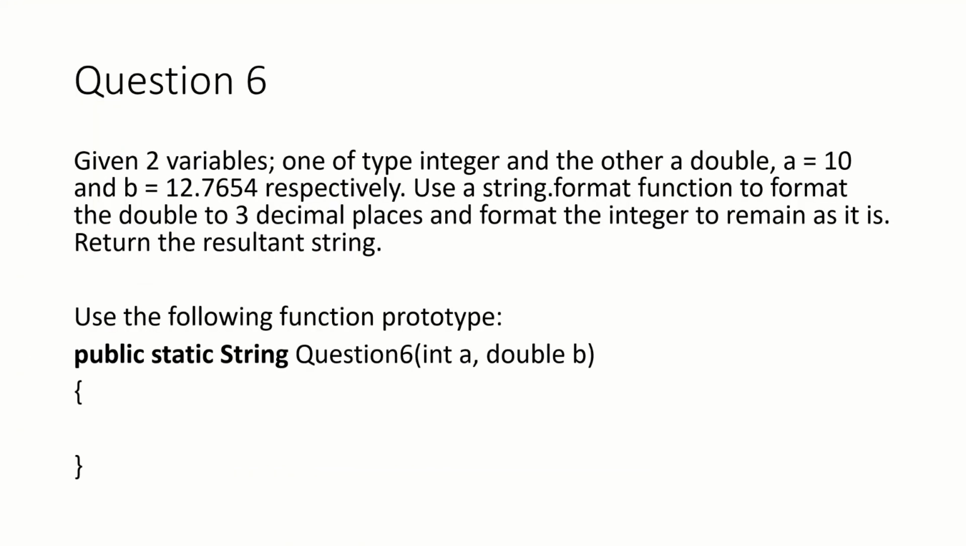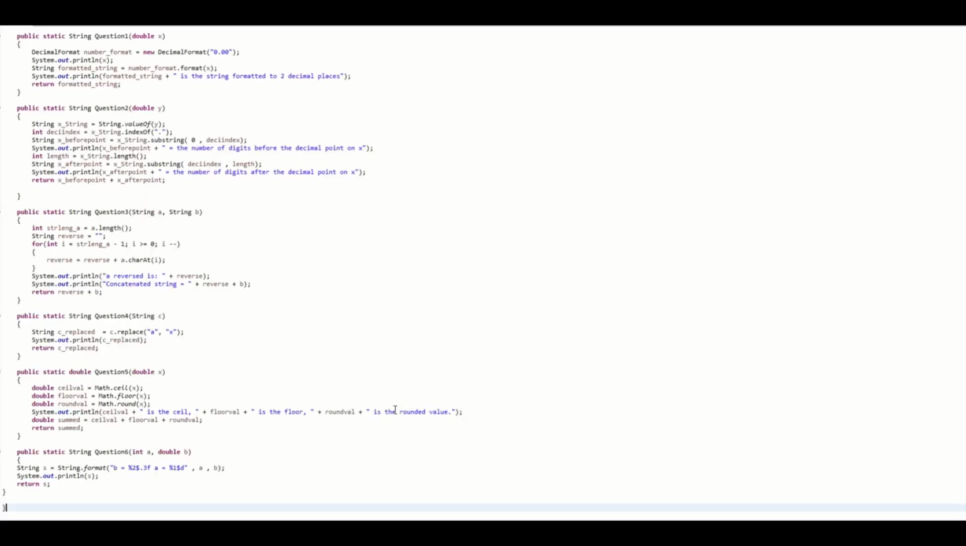Right, question 6, arguably for me the most challenging question in this video. Given 2 variables, one an integer and the other a double, 10 being the integer and 12.7654 being the double. Use a string.format function to format the double to 3 decimal places and format the integer to remain as it is, which I know makes no sense, but if you are familiar with the syntax of the string.format function, you will know exactly what I mean, and return the resultant string. So use the below function prototype. We will go through this in a high amount of clarity, so don't worry if you aren't familiar with it right now. Alright, so this is the solution for question 6.